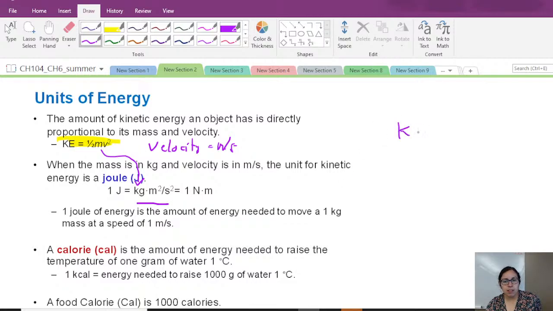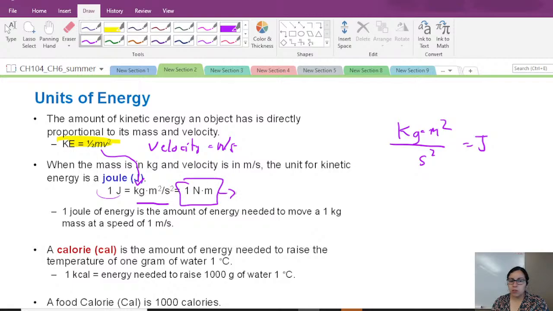So I'm just going to rewrite that over here. Kilogram meter squared over second squared, and that's just equal to a joule. So that's convenient for you. And sometimes you might also see this unit of Newton meters. You see this referred to in other places. Know that this is what it's related to.